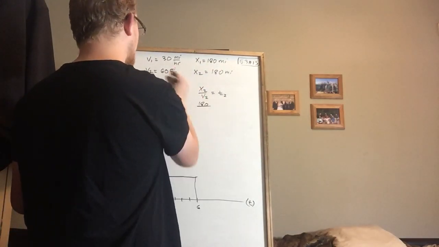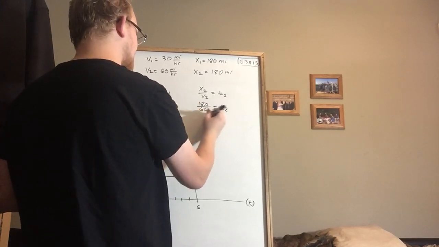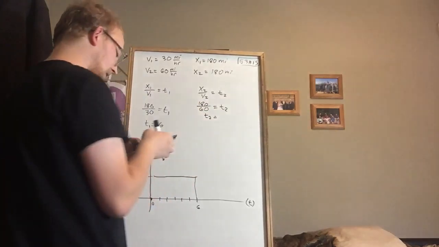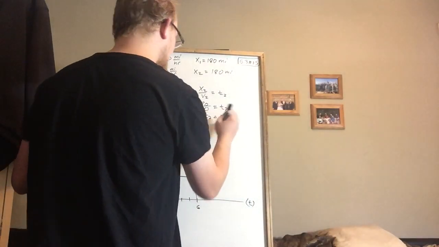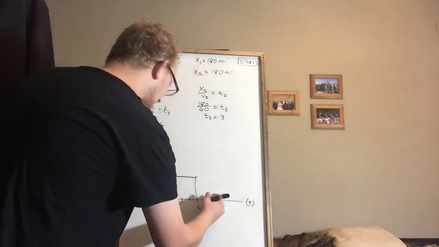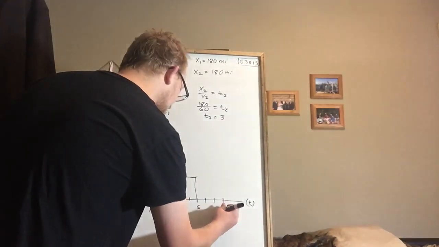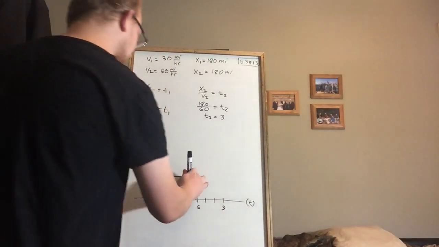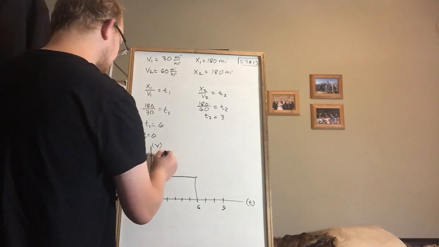Alright, and then on the return trip, we'll take the second distance, which is the same 180 miles, divided by the second velocity, which is 60, and that'll give us our second time. Our second time is 180 divided by 60, and that's 3. So if it took us 3 hours to get back, then that would be 1, 2, 3 on top of 6. So from 6 to 9, we were traveling at a constant 60 miles an hour.